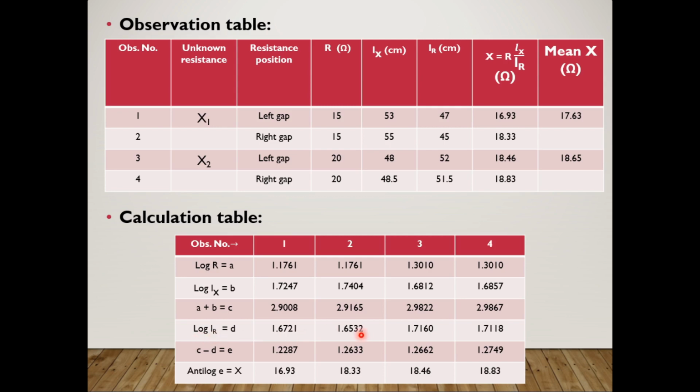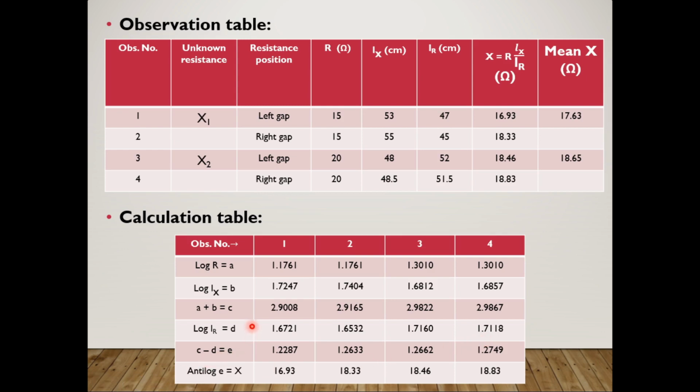In this row you have to write the log of these values. First, log of 47 is 1.6721. Second, log of 45 is 1.6532. Third, log of 52 is 1.7160. And fourth, log of 51.5 is 1.7118. Next row is C minus D equal to E.